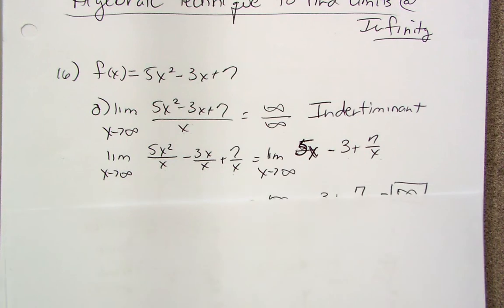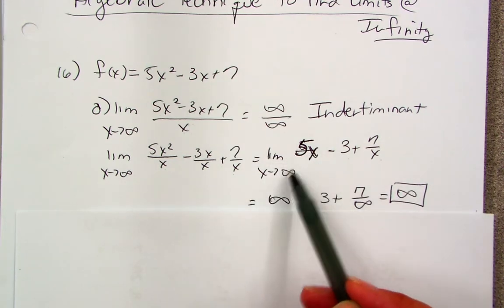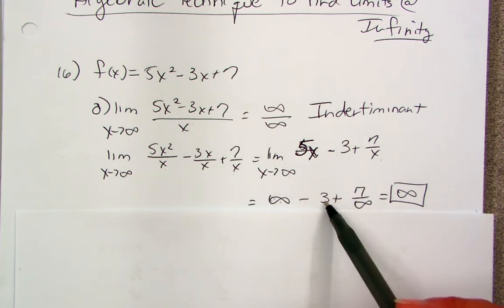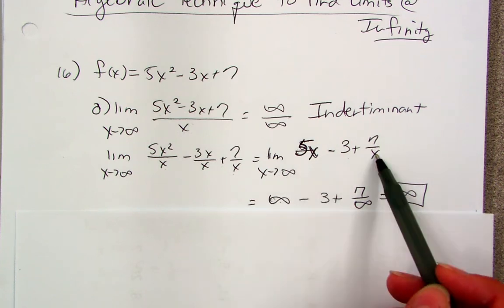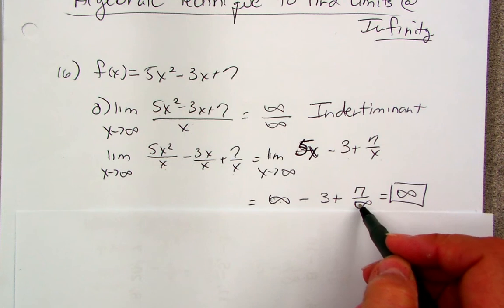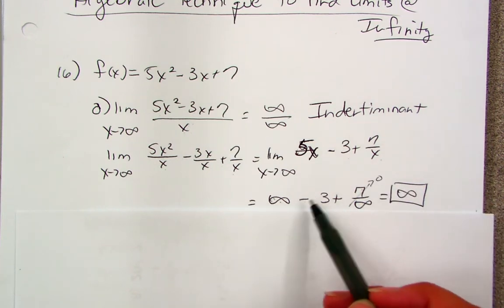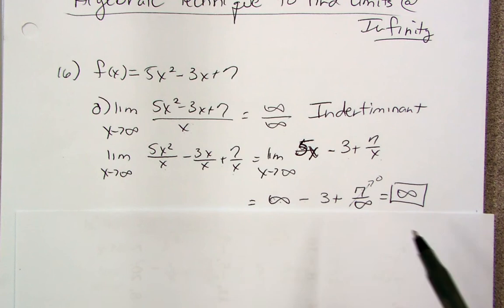So now let's take the limit of each piece. The limit of 5x, put infinity in, substitute, minus the limit of 3, it's just 3, plus the limit as x approaches infinity of 7 over x. Well, I just drop in infinity. So 7 over a huge number, it's really just approaching 0. So infinity minus 3 plus 0, it's just infinity. But that makes sense that this limit does not exist.